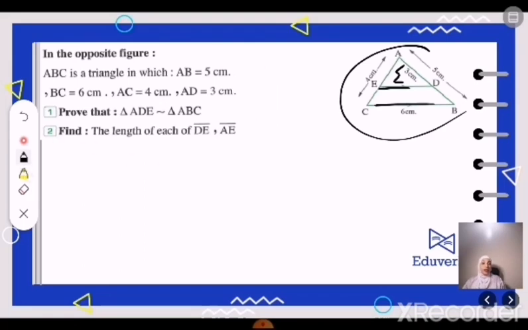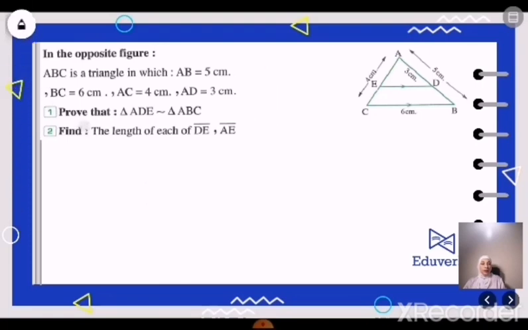We have two parallel sides here. So I can use the sides to prove they are similar if I have all the three sides of each one of the two triangles. Then I can make proportionality. If all the three sides are proportional, then I can say they are similar. But since I don't have all the three sides for any of them, I will use the angles. We will say that since ED here is parallel to BC.